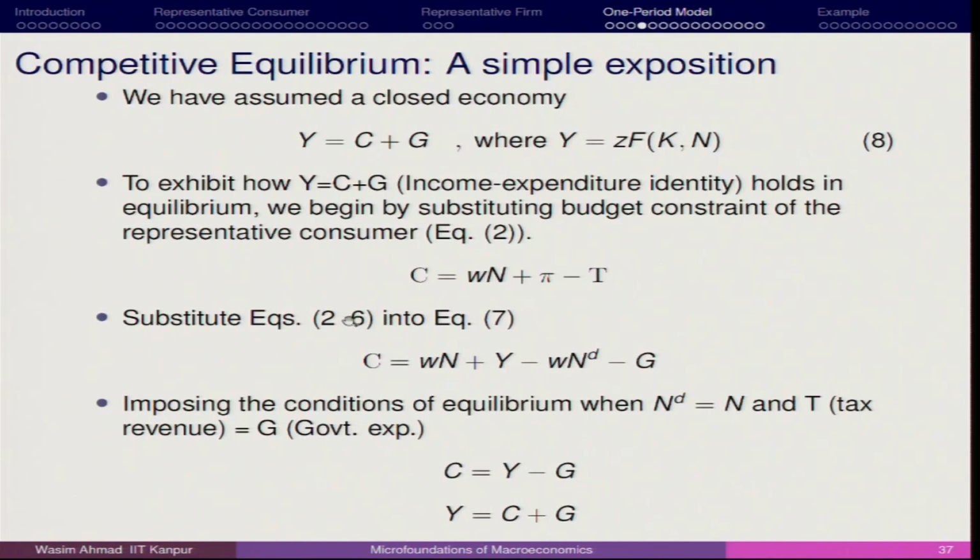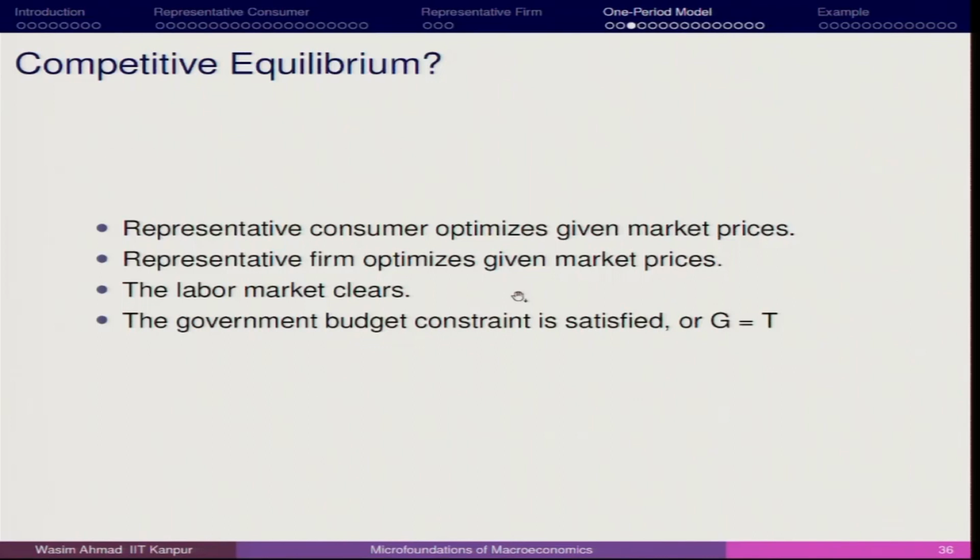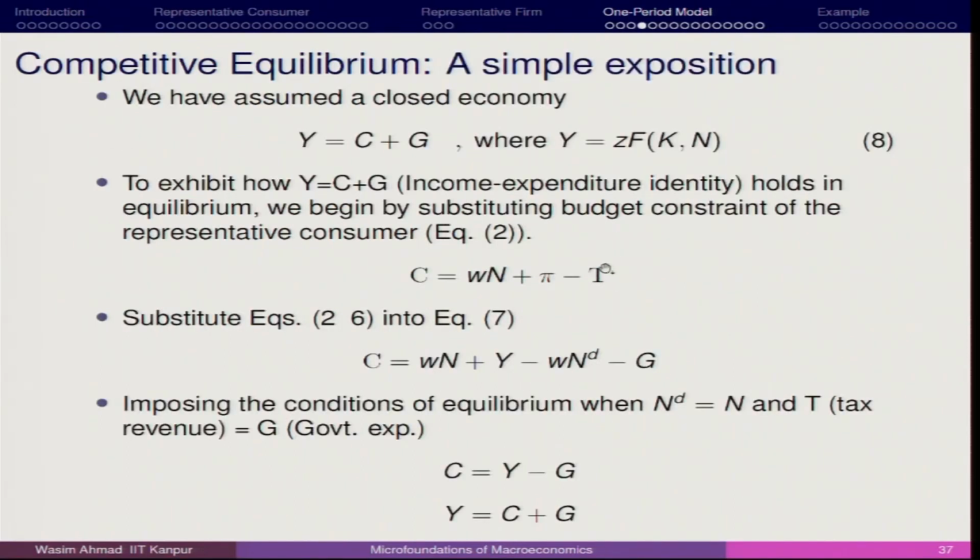Now, if you substitute equations 2 to 6 into 7, it looks like this. So, C is equal to W n plus y, and here we are talking about the pi, and pi we assumed is the profit function, so we will be including the same here. And then T, the tax that this representative consumer is paying, is equivalent to G, because the government is not saving anything. Whatever it gets from the representative consumer, it uses for expenditure. So, we are putting that here.